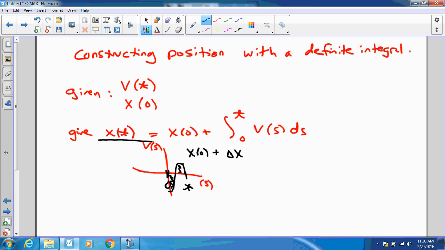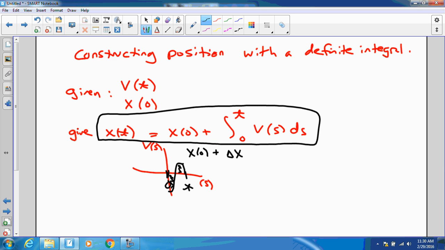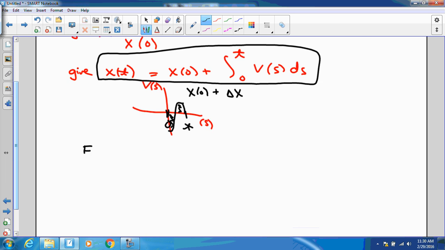This is every bit as legitimate a way of constructing the position as finding the antiderivative. And it's actually a little bit more powerful than antiderivatives because it allows me to construct a position when I can't find an antiderivative for a particular function. I'll give you a good example of this. Here's an example.